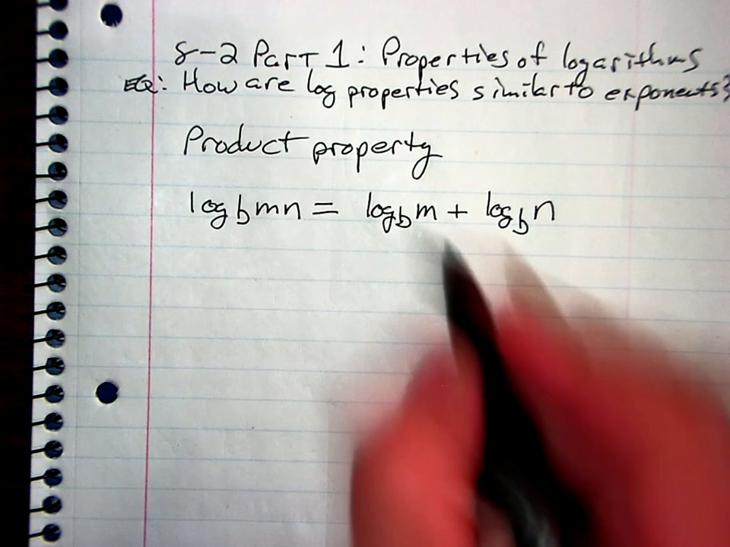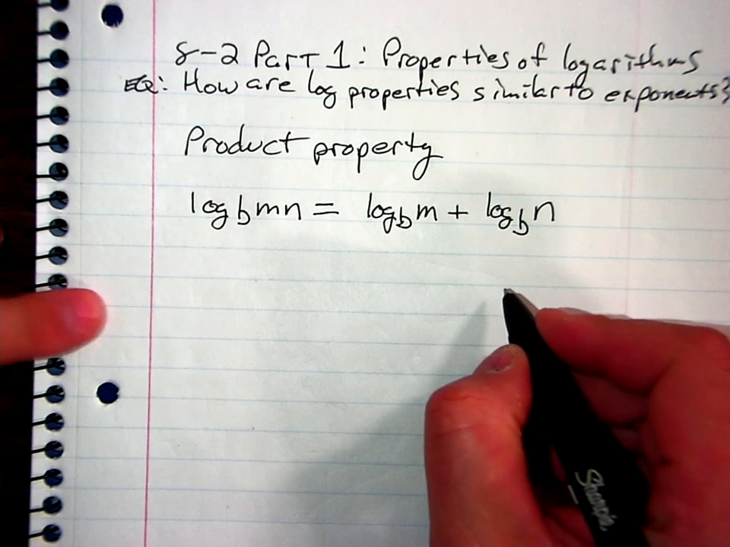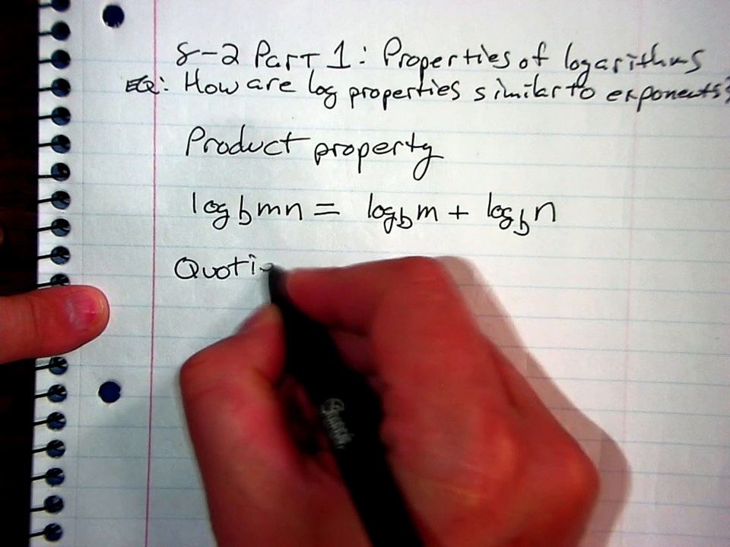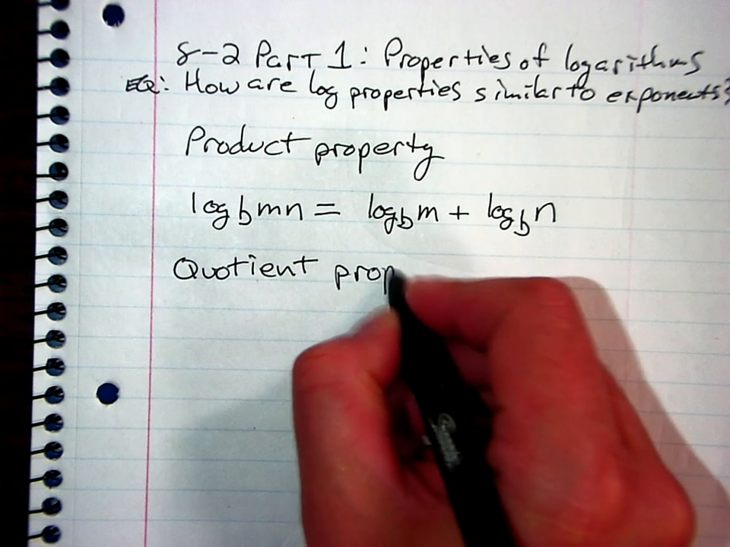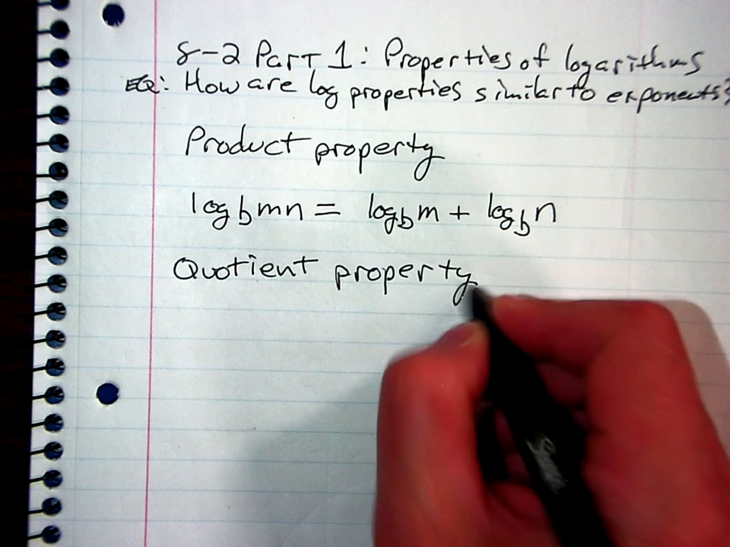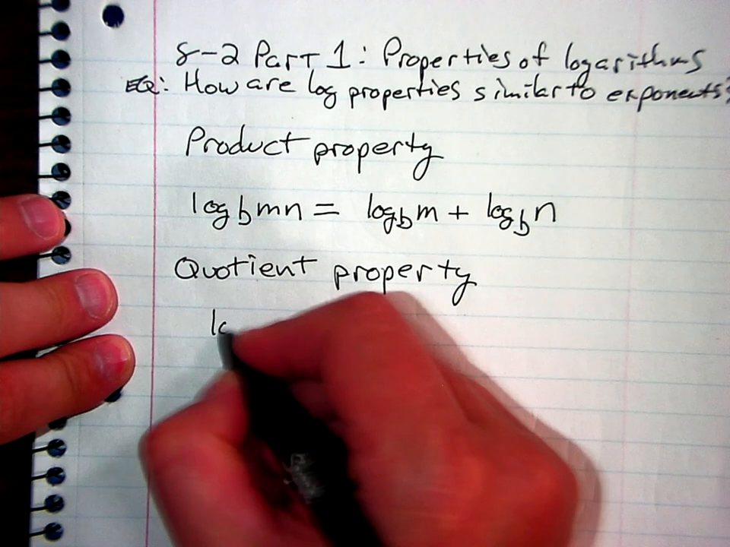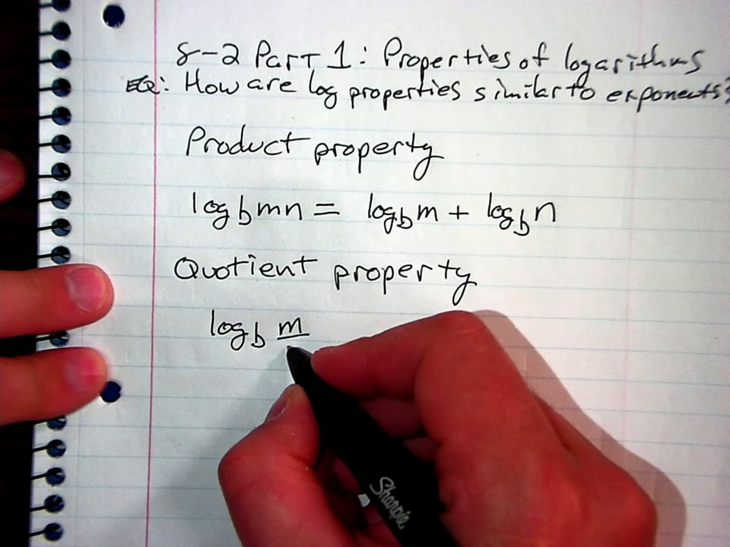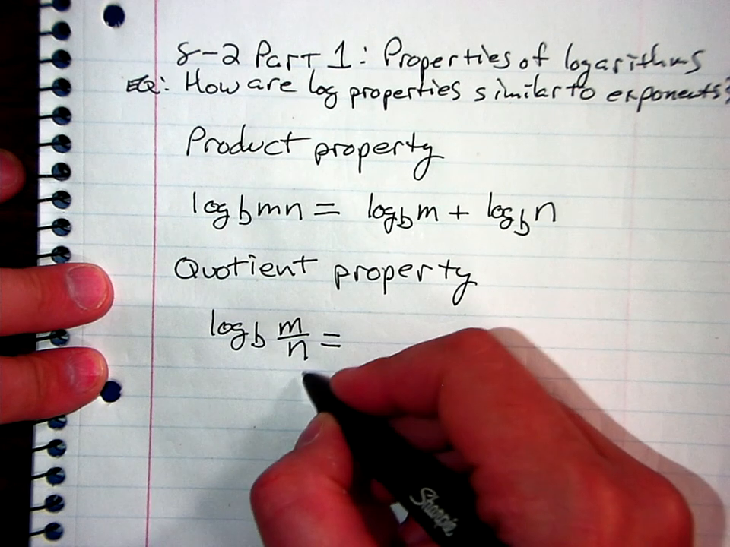All right, so what's the opposite of product? The answer to a division problem is? Quotient property. So when we multiplied, we added. So when we divide, we subtract. Log base B of M divided by N.